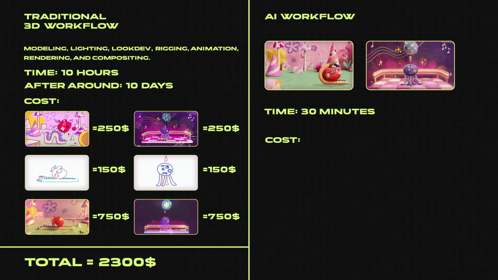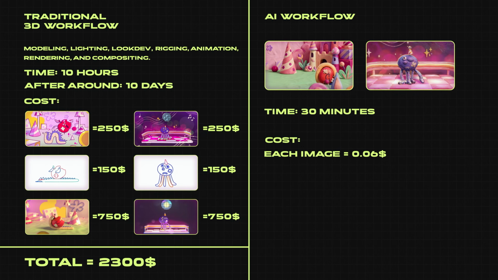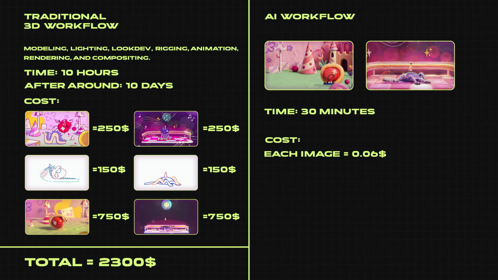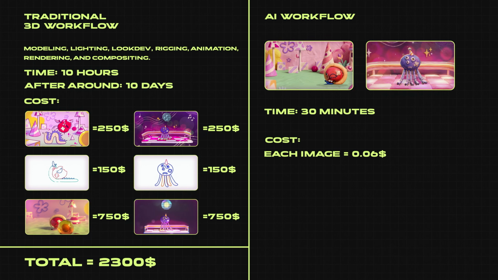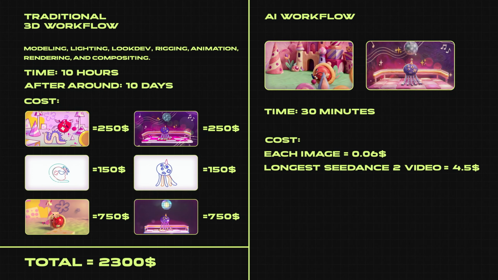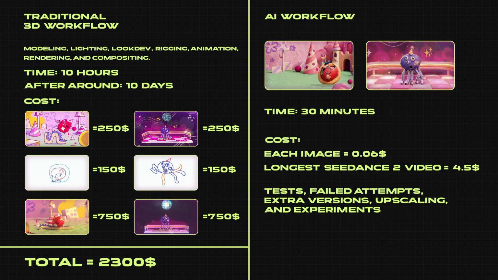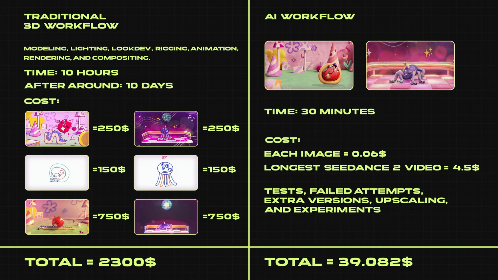For the cost, each image generation was only $0.06, and you saw all the attempts right here on the board. The longest Seedance 2 generation was 15 seconds, and that cost around $4.5. So even with all the tests, failed attempts, extra versions, upscaling, and experiments, the total cost was still less than $40. And all of it made possible inside FlashBoards.